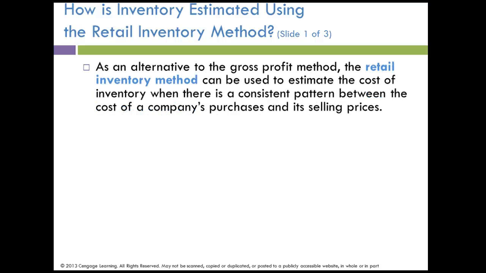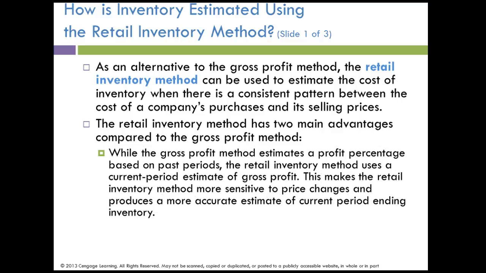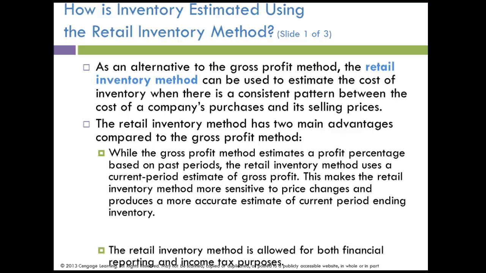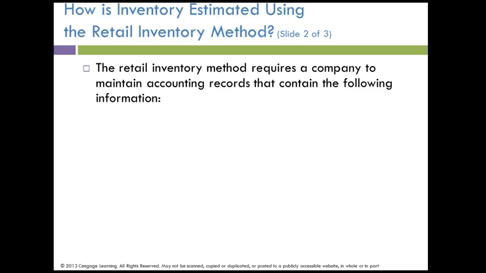Then there's something called the retail inventory method. It's used to estimate inventory when, again, we can find some parallel between purchases and selling prices. There's an advantage over the gross profit method because it uses current period estimates of gross profit in case there's price changes. So this method is allowed for income tax purposes and for financial reporting.